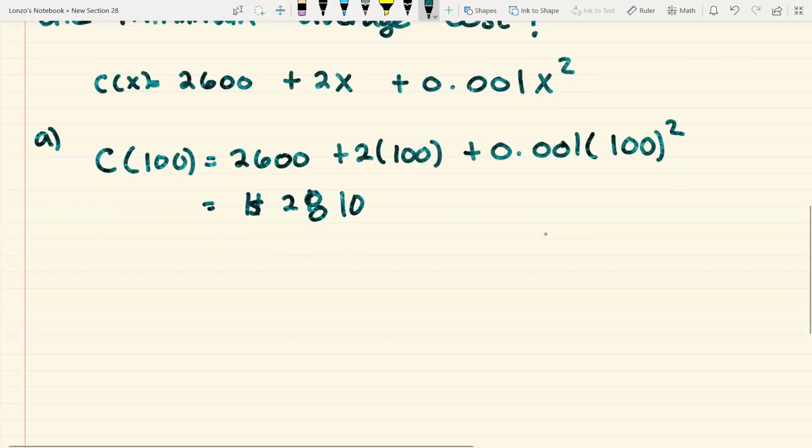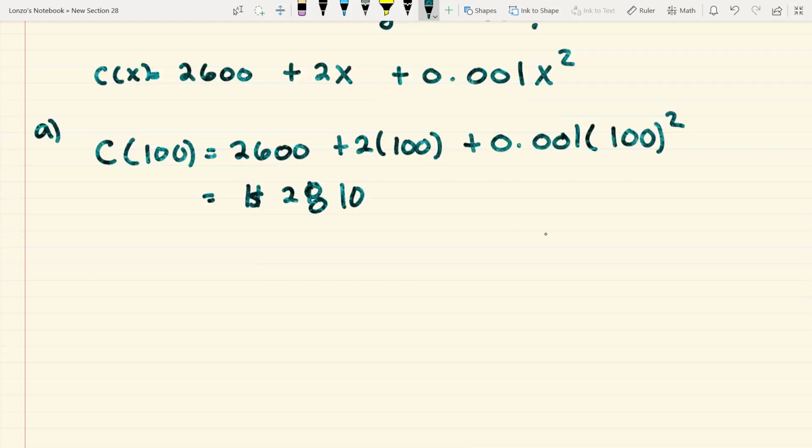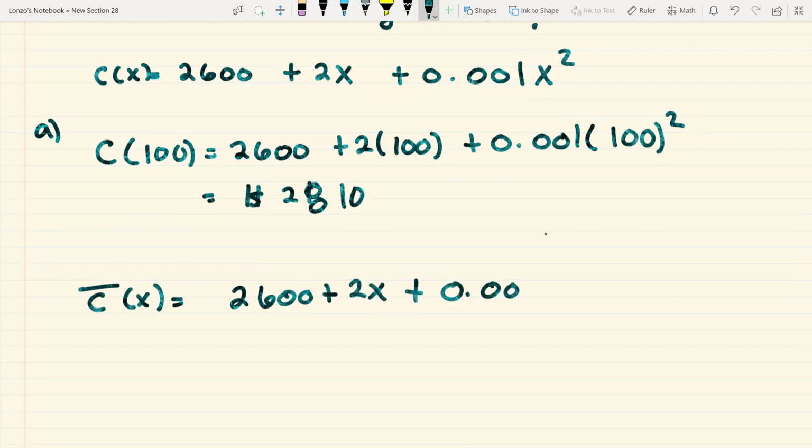Okay, the next part says find the average cost. So how do you find the average cost? You basically take the cost function and divide everything by X, right? So let's do that first. The cost function C of X equals 2600 plus 2X plus 0.001X squared, and divide that whole thing by X.